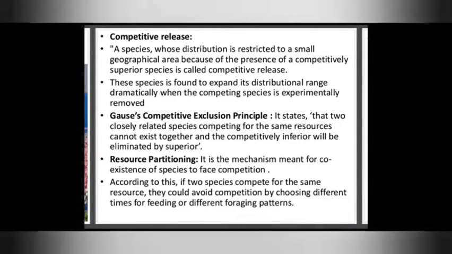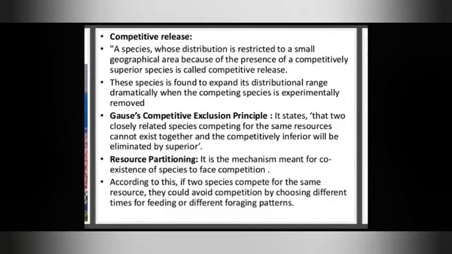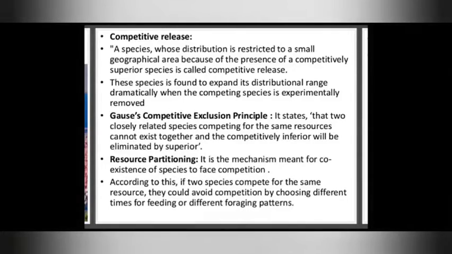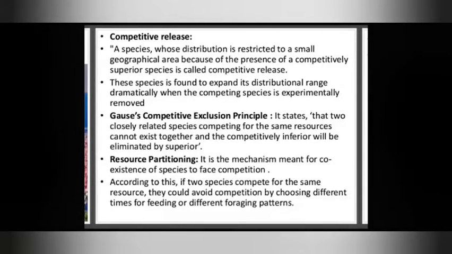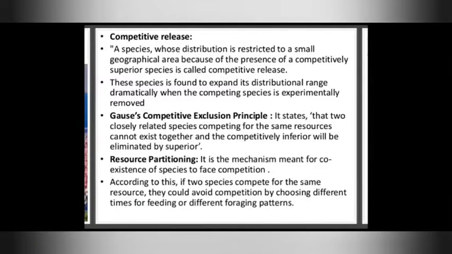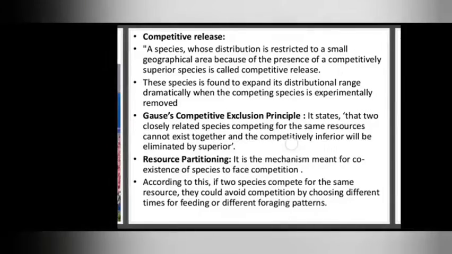Then the third concept of competition is resource partitioning. It is the mechanism meant for coexistence of species to face competition. According to this, if two species compete for the same resources, they could avoid the competition by choosing different times for feeding or different foraging patterns.